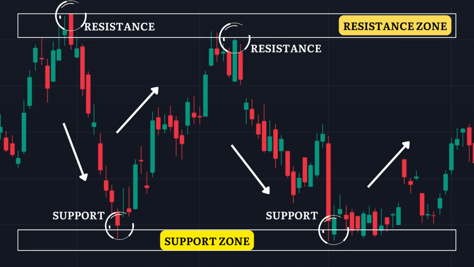Volume also plays an important role in support and resistance. If a support level is formed on heavy volume, that means a large number of trades have taken place, and this marks that support area as very important. The same applies to resistance as well.